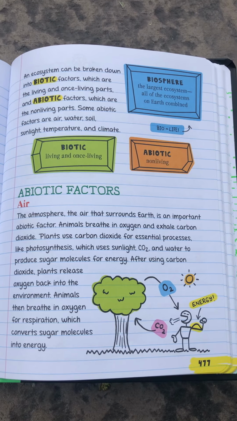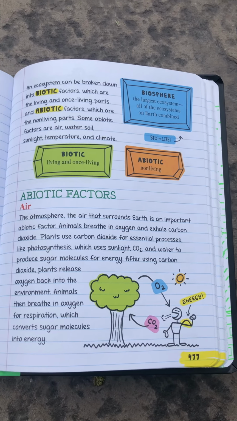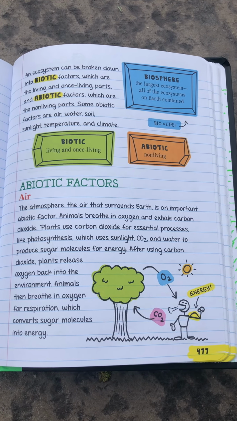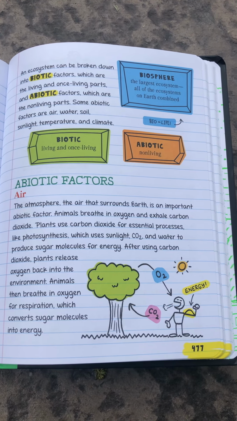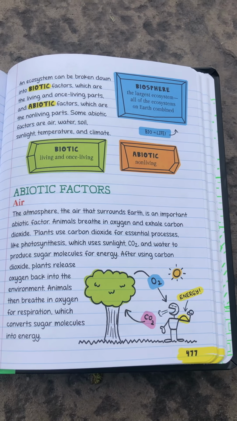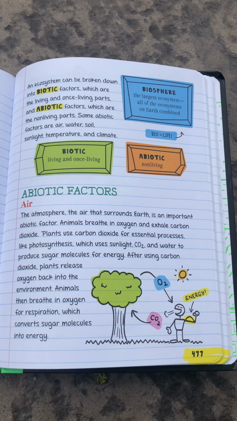Anything that is abiotic is going to be anything that is non-living. That would include air and water and temperature and climate and all of that. And you could think of the A as going along with non, and maybe that would help you remember that it is the opposite of biotic.